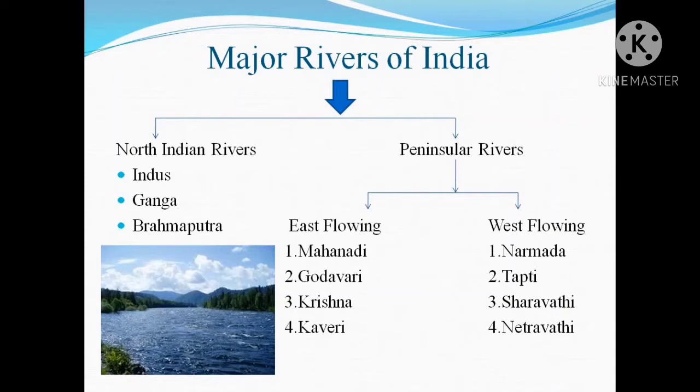Among them, the major rivers of India are divided into two: North Indian rivers and South Indian rivers or peninsular rivers. North Indian rivers: Indus, Ganga, Brahmaputra. Main three rivers we have. Then next, their tributaries. And peninsular rivers or South Indian rivers are divided into east flowing rivers and west flowing rivers. East flowing rivers: Mahanadi, Godavari, Krishna, Kaveri, etc. West flowing rivers: Narmada, Tapati, Sharavati, Netravati. So let us discuss one by one.